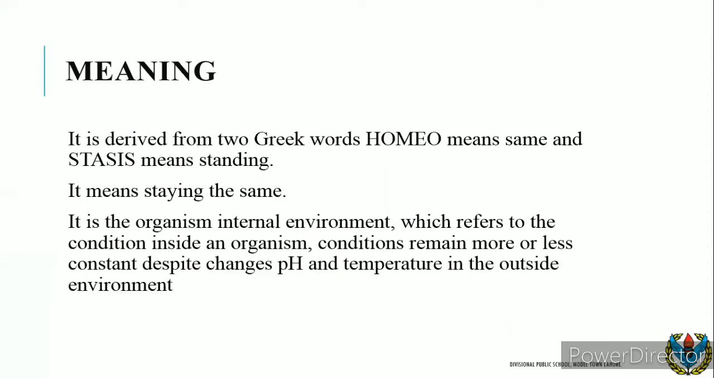First of all, I will tell you about the meaning. What is the meaning of homeostasis? It is composed of two words. One is homeo, the other one is stasis. Homeo means same and stasis means standing. So altogether, it means staying the same.